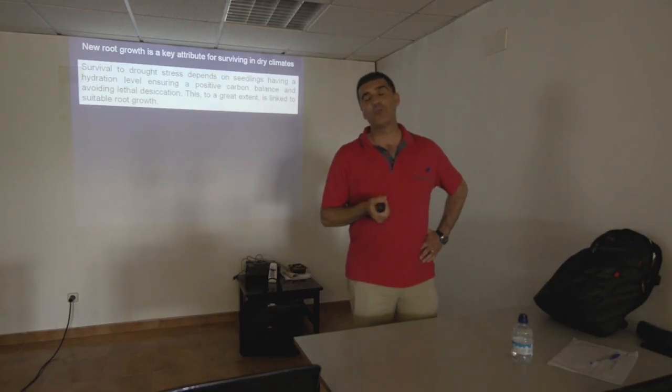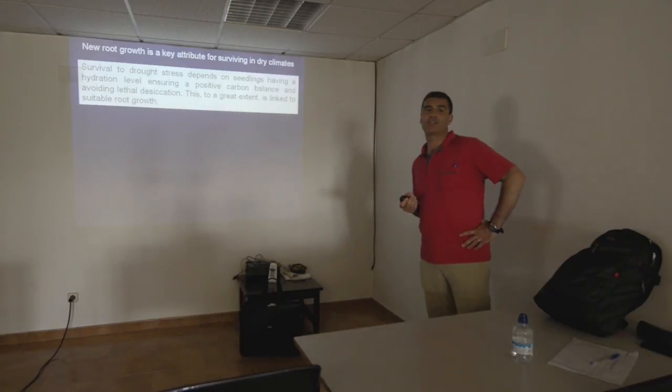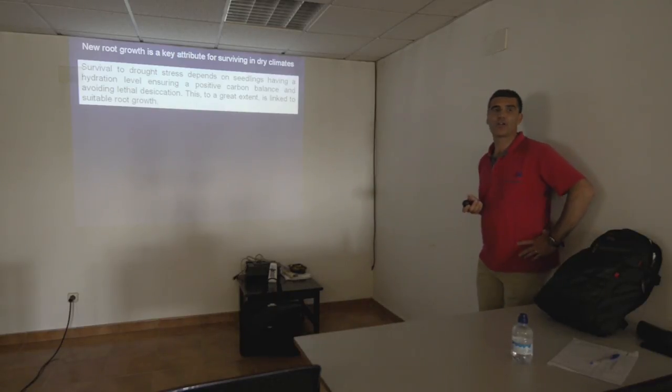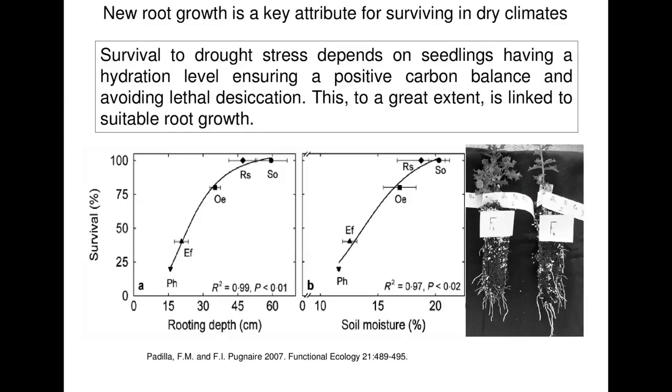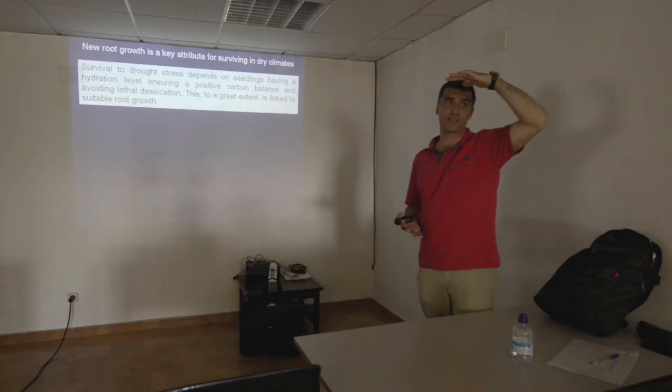An important attribute for achieving high survival and growth in Mediterranean conditions is root growth. So the plants must grow fast, the roots must grow fast after planting, and the size of the root system must be quite large just before the onset of the summer drought.